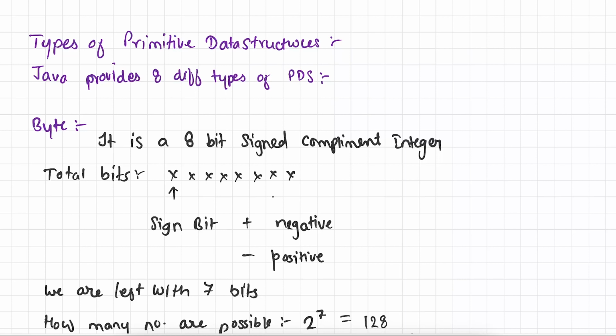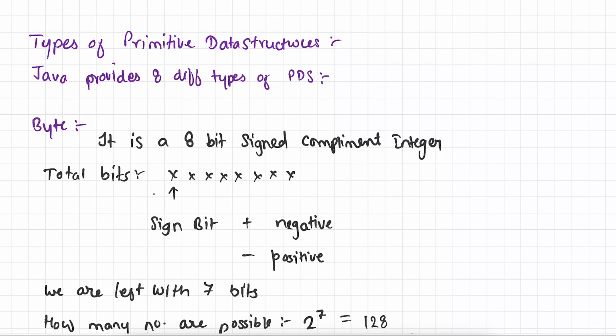So now let's talk about the types of primitive data structures available to us. In this course, we are using Java as the implementation language, and Java provides 8 different types of primitive data structures. The first data structure we are going to talk about is the byte data structure. A byte is an 8-bit signed two's complement integer. It means this data structure uses 8 bits to represent any integer, and it's going to be signed and complement. Let me explain what is meant by signed and complement.